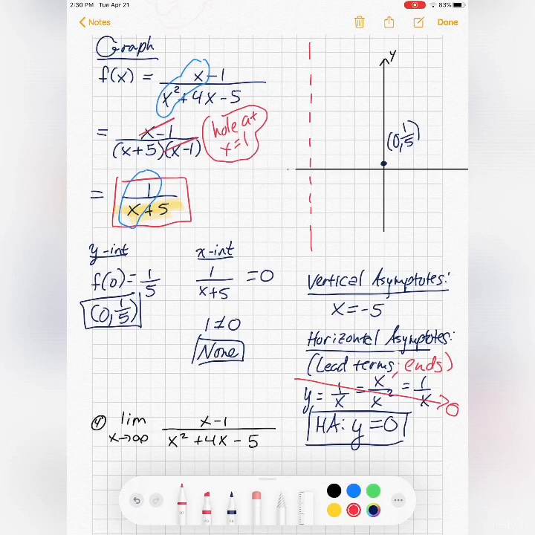Okay, so should I dash in, try to dash that horizontal asymptote in.